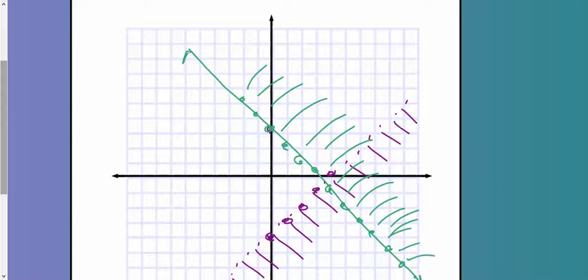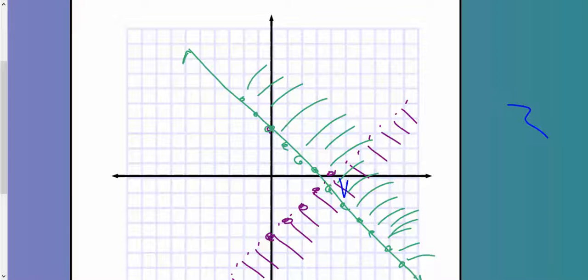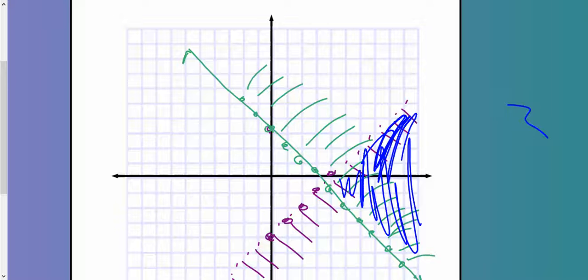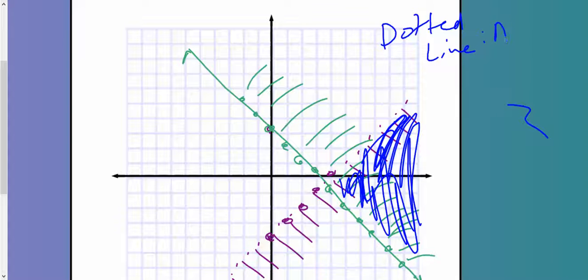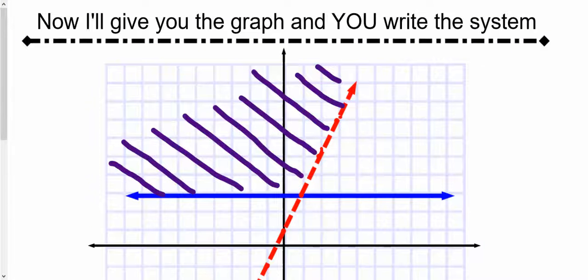Okay, and then this over here is my overlapping region over on the right-hand side here. So these points here would be my solution. Now note, dotted line, not part of solution. So, all right, I'm not going to do any more examples. These are all pretty much the same thing.